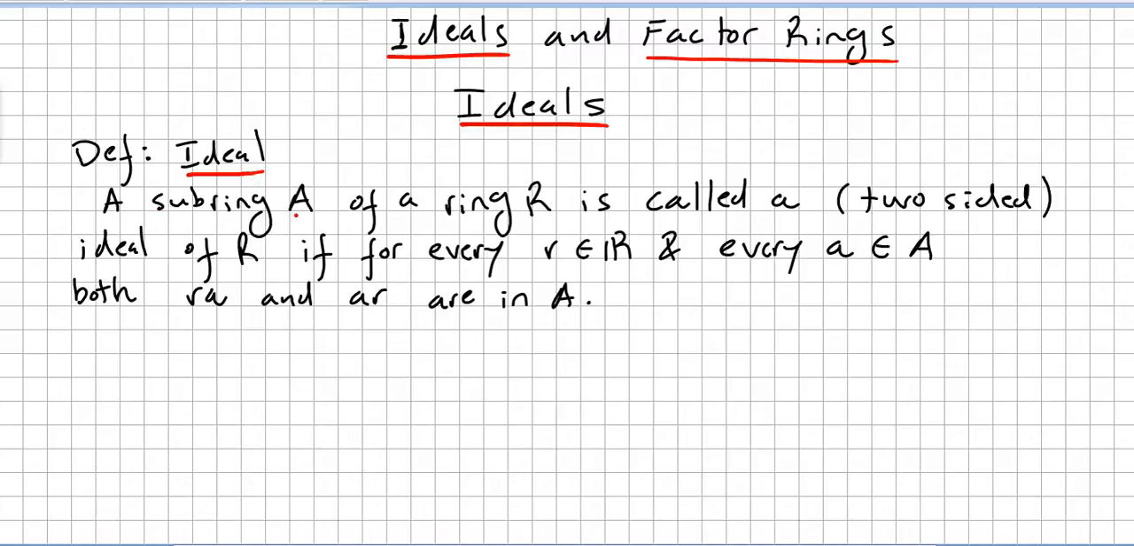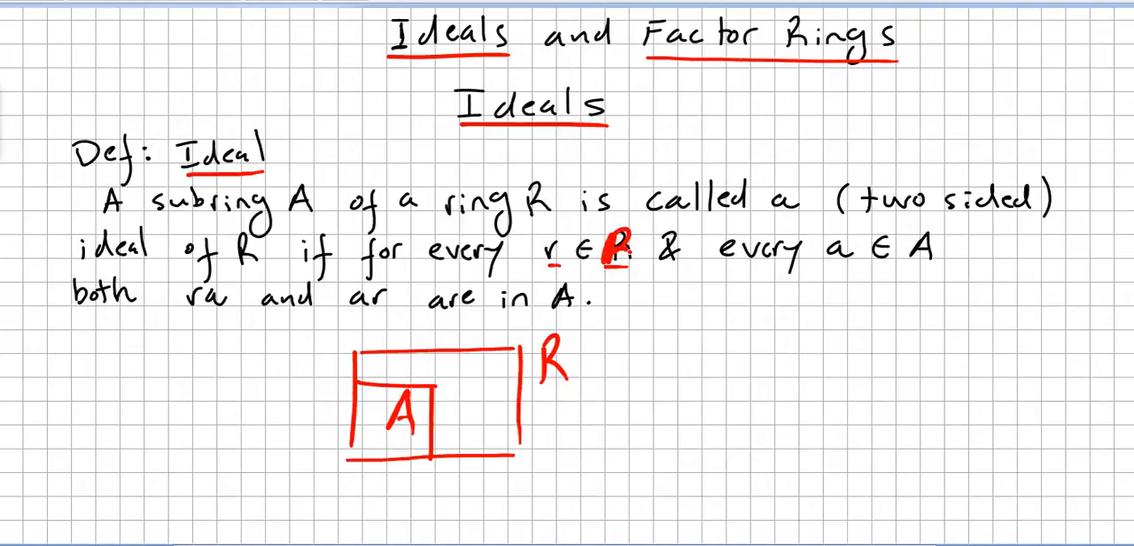A subring A of a ring R, so if we have a ring here and a subring here, is called a two-sided ideal of the ring R. It can be one-sided, but here we are only going to show two-sided. A subring A is a two-sided ideal if for every element R in the ring and every A in the subring, both RA and AR are in A.